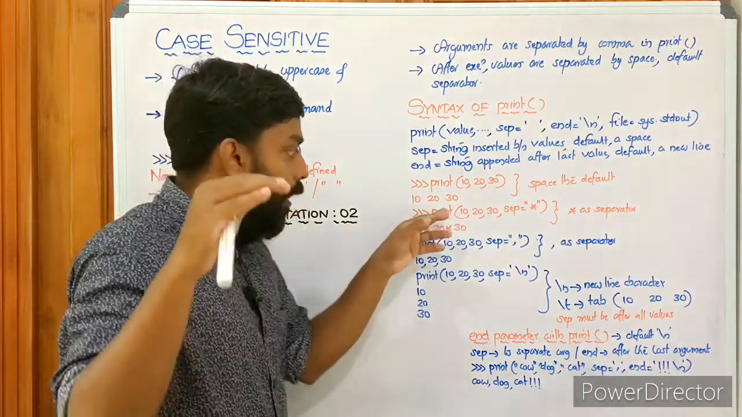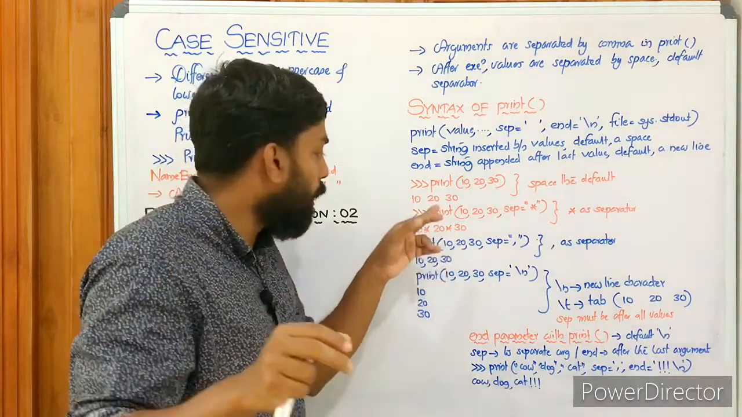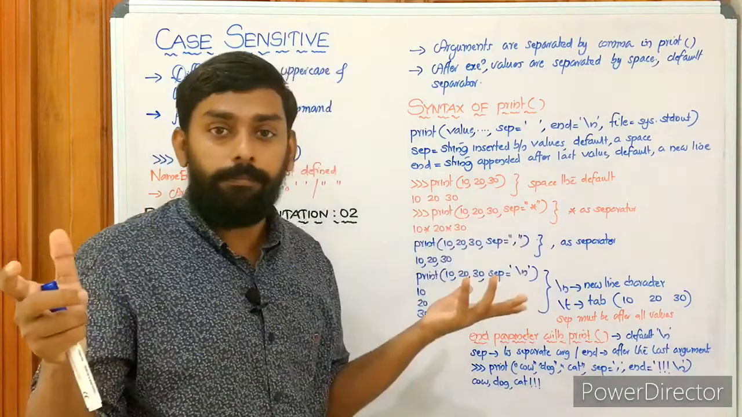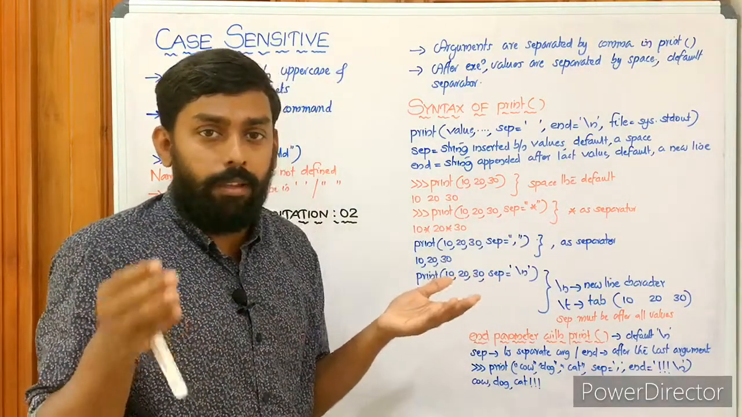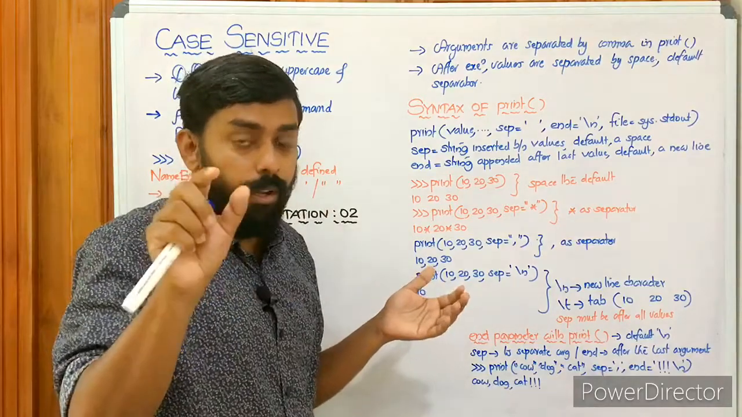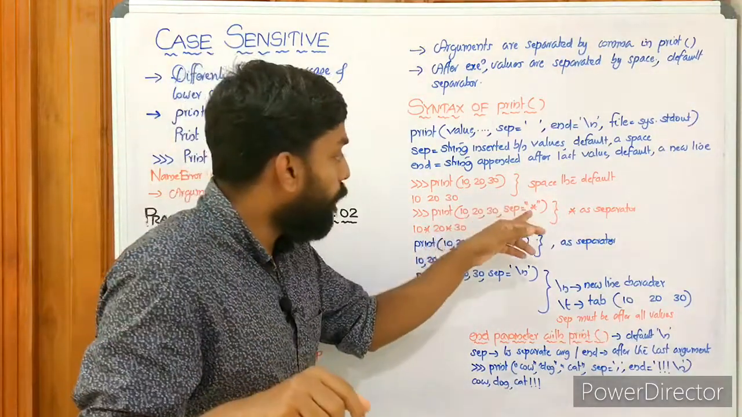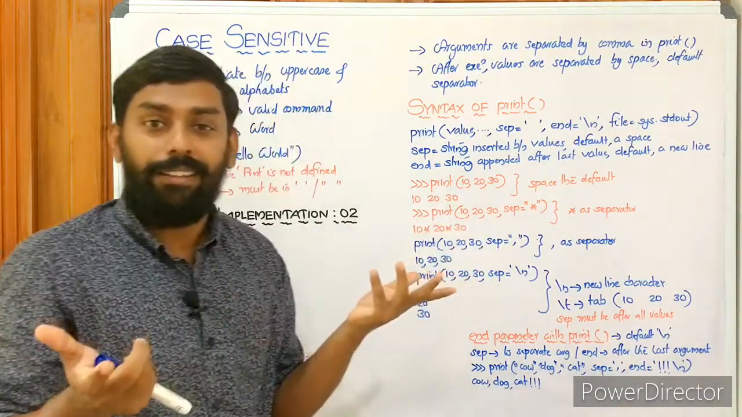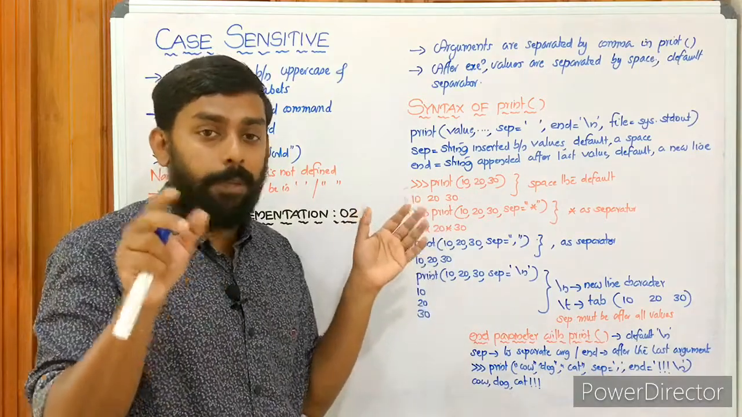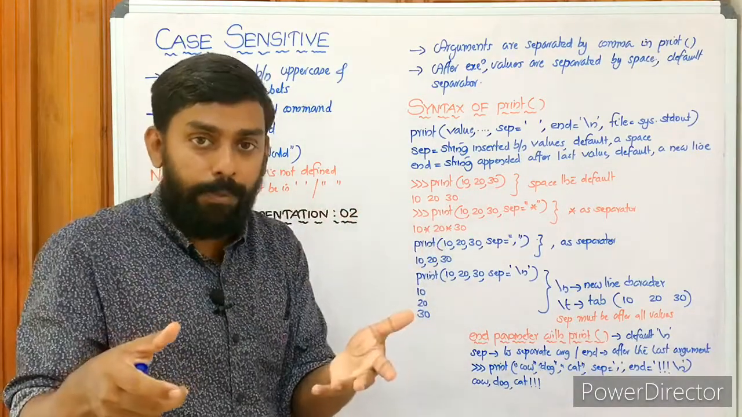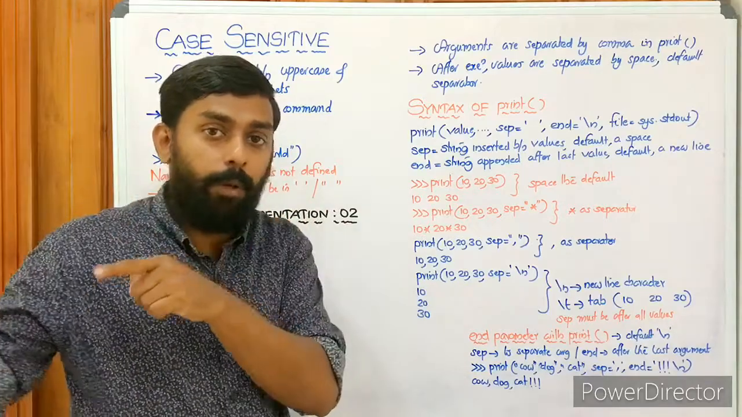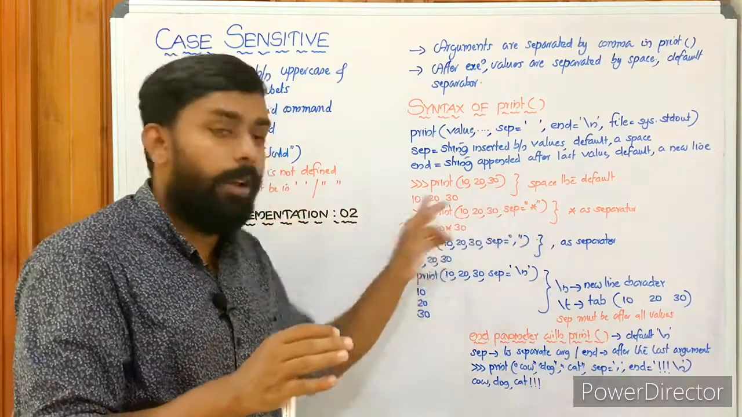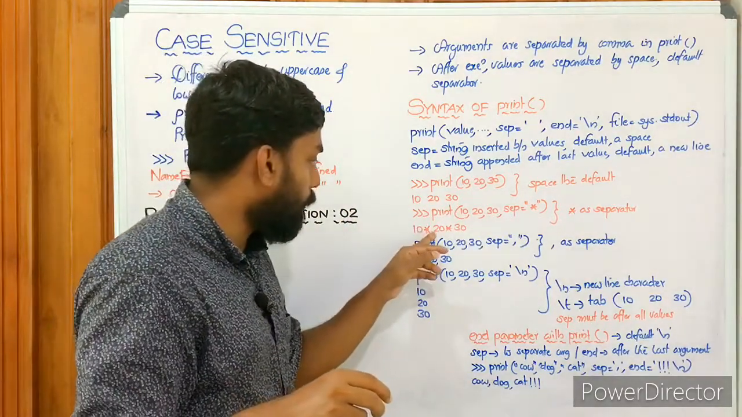Now we are going to change the value of sep. You can see it: print 10 comma 20 comma 30 comma, then sep equal to star. We know the default value of sep is a space, and we are changing it to star. You can see the difference: 10 star 20 star 30. Hope you get it, right? If we give something as the value of sep, in single quotes, anything, it will be added between the values. 10 star 20 star 30.